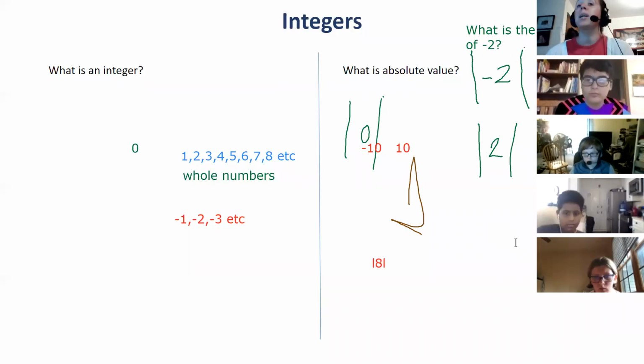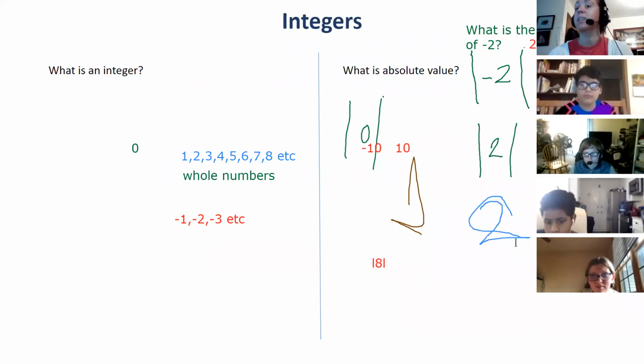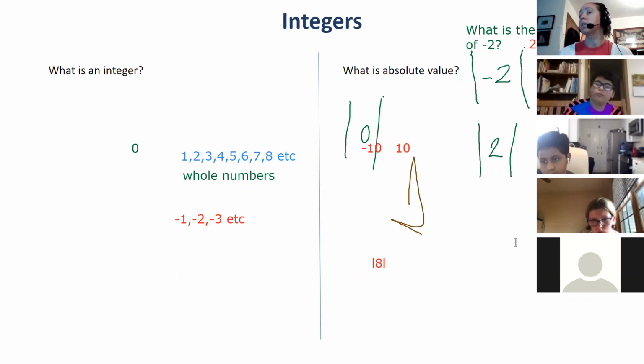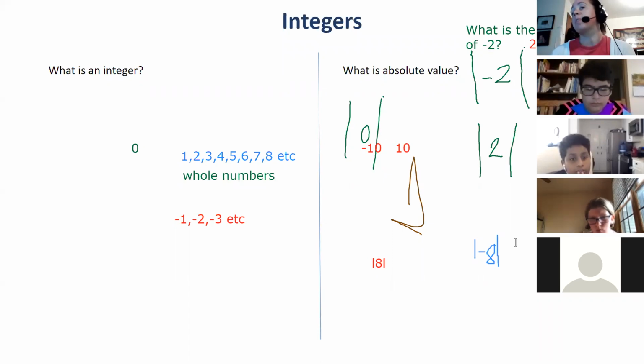Oh, is someone putting -10 and 10 in there? Yeah, you guys got it. It's positive. Very good. So it means when you have a negative number you put in there, it comes out positive. What if you put a positive number in there? What's the absolute value of 2?